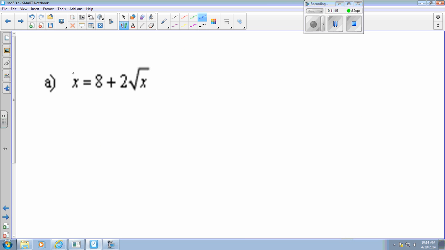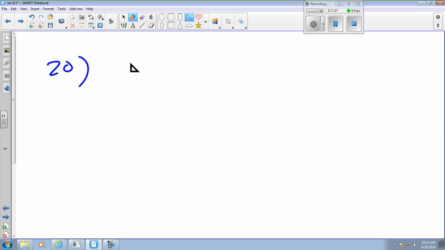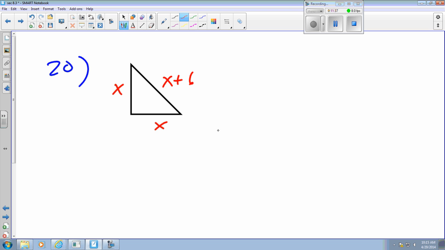Last one we're going to do is question number 20. Number 20 says, the hypotenuse of an isosceles right triangle is 6 longer than the legs. So if the legs are x, then the hypotenuse is x plus 6. Let's plug it into the Pythagorean theorem, giving me x squared plus x squared equals (x plus 6) squared.